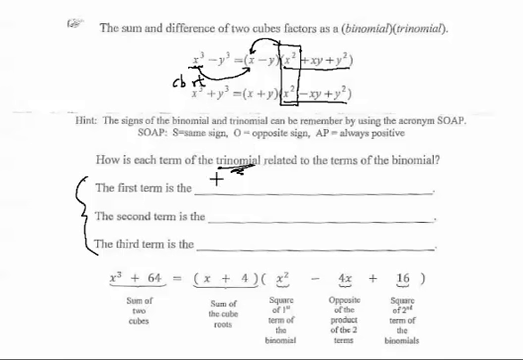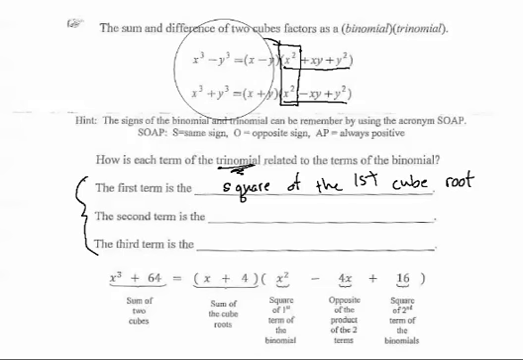So the first term of the trinomial is the square of the first cube root, or the cube root of the first term here, the x cubed.